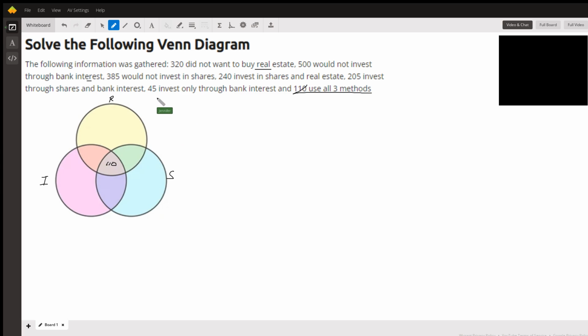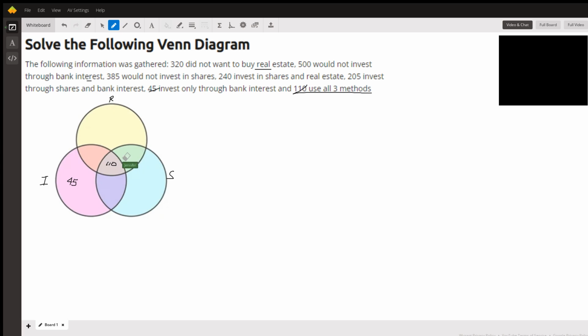Next, it says 45 only invest through bank interest. So only bank interest, 45. So that would be just this area right here, the plain 45, I mean the plain pink. So that's done. Next, you have 205 invest through shares and bank interest. So shares and bank interest, that is this area right here, right? The combination between the pink and the blue, but you already have 110. So you need to subtract that 110 from 205 because that should total 205.